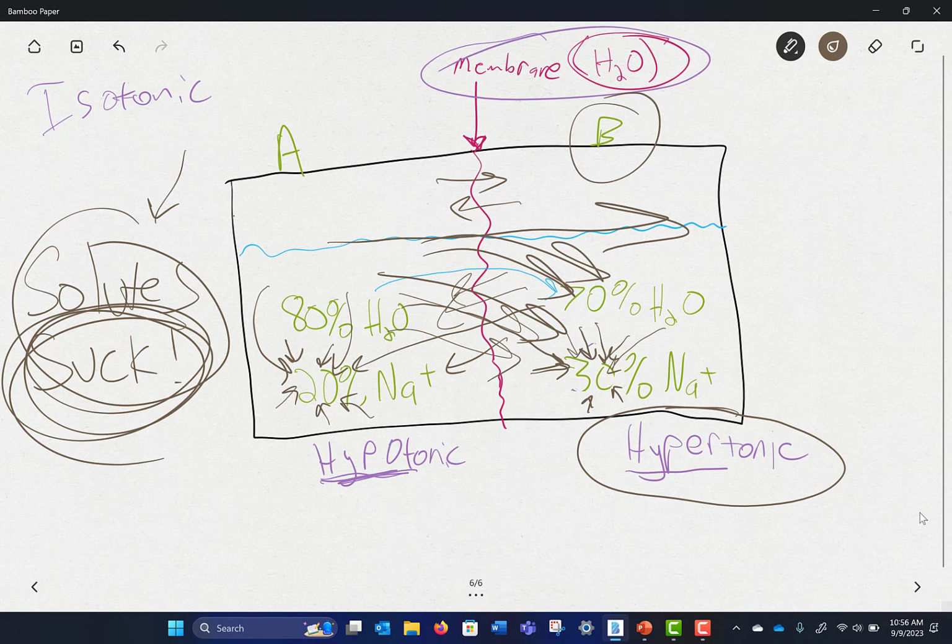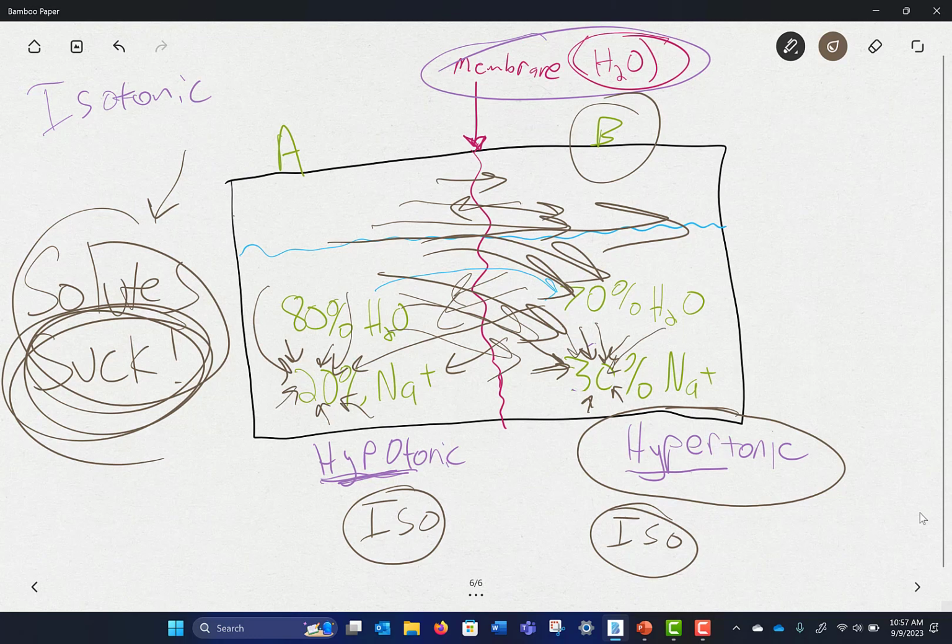How long will the water continue to move? Tricky question, because every time water moves from A to B, A becomes more concentrated and B becomes more dilute. At some point, A and B will become isotonic to each other. It may happen quickly, it may happen slowly, but at some point, A and B will become isotonic to each other. At that point, what happens?